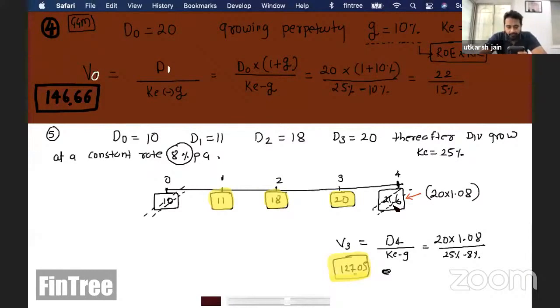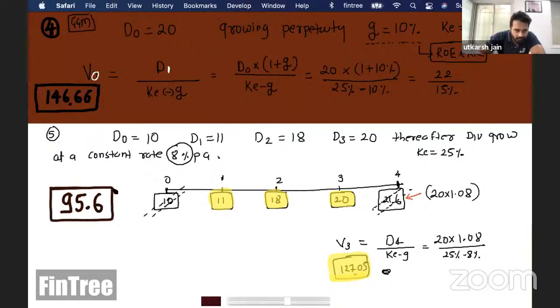Press the cash flow button. Say second, clear work. Come on to cash flow 1, 11, enter. Cash flow 2, 18, enter. Cash flow 3, 20 plus 127.05, enter. Press the NPV button, keep the discount rate as 25, and compute the value of the stock. Help me out, please. What number have you got? What is the valuation of the stock you have? Your number is 95.6.